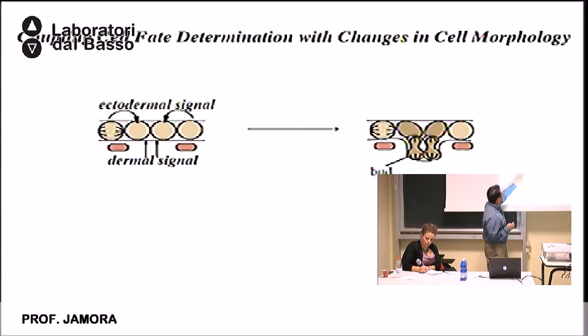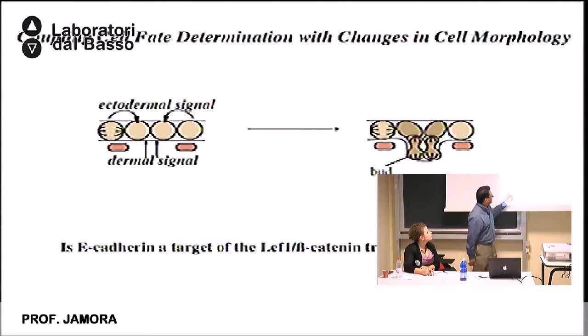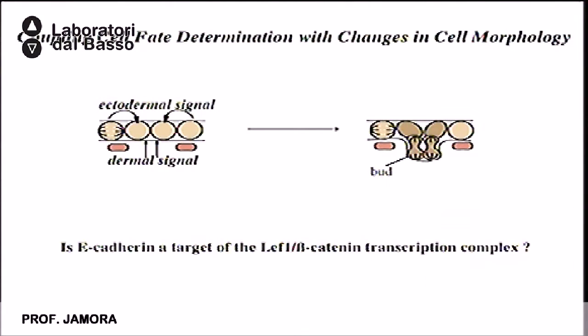And as I said, one of the things that occur from a sheet of cells that is E-cadherin based to a bud is that it switches from E-cadherin to P-cadherin, right? So the question that we had is, is E-cadherin a target of the LEF1 beta-catenin transcription complex that's required for that cadherin switch that I talked about, right?